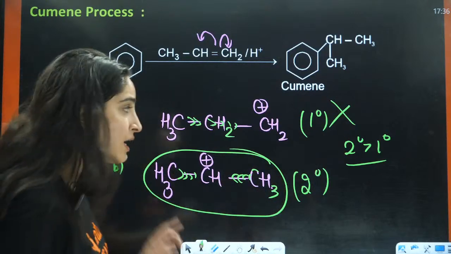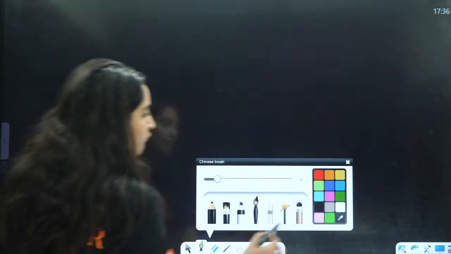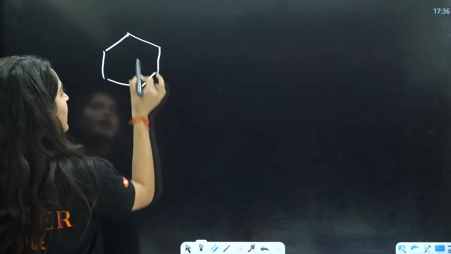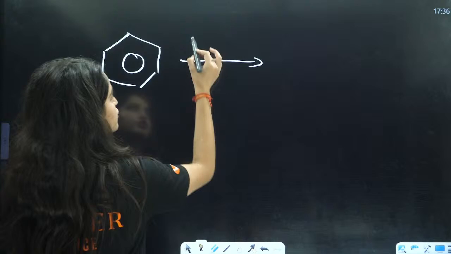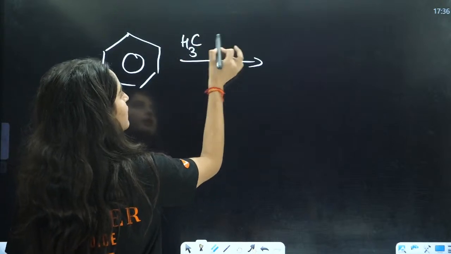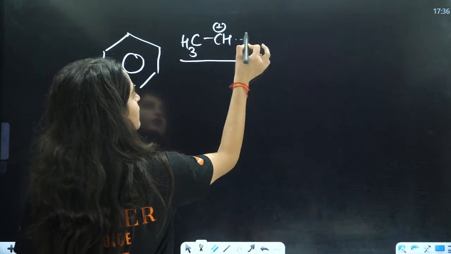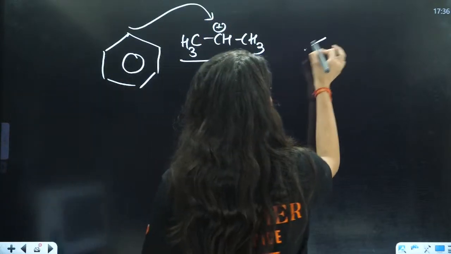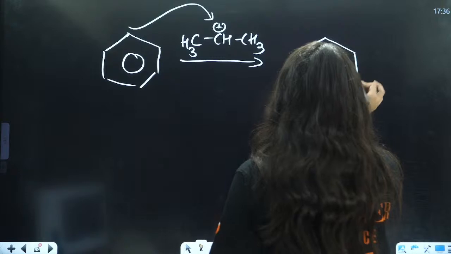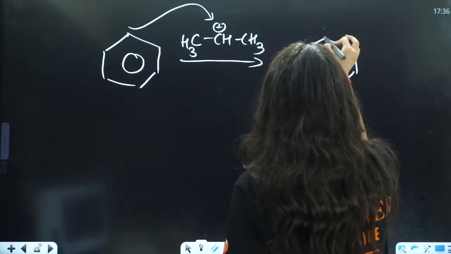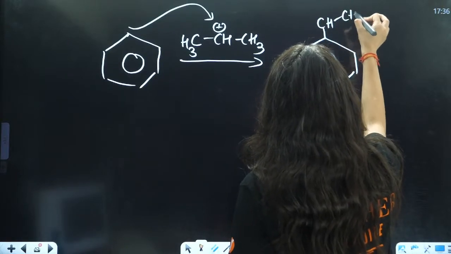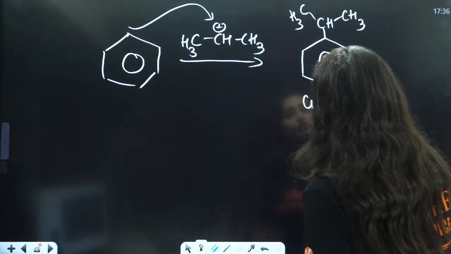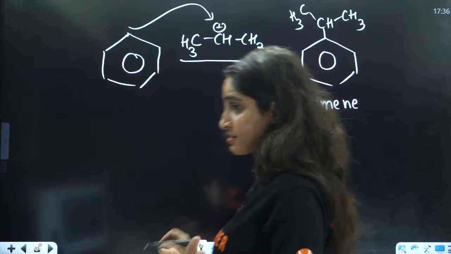this is preferred. That is why you will have this benzene ring here, and hence you will have the addition of this CH3, CH positive, CH3, it will attack here, and hence you will have the formation of CH3 and CH3. This is what you have, Cumene. That is just the first process, right?